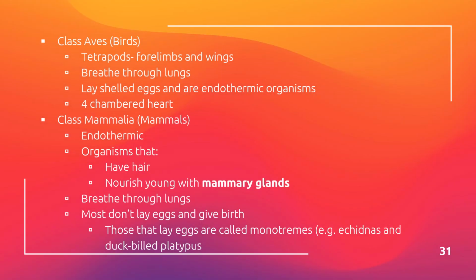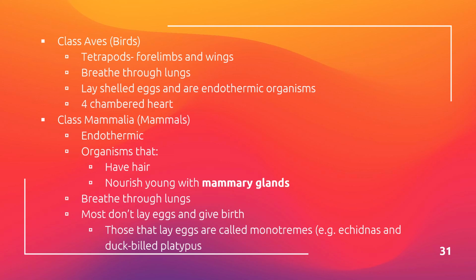The next class is Class Aves, or birds, which are tetrapods, meaning they have forelimbs and wings. They breathe through their lungs, have a four-chambered heart, they're endothermic, and they lay eggs with shells. In addition, they have a pretty cool respiratory system that only has one direction of gas exchange and takes 2 cycles of breathing to complete one respiratory cycle.